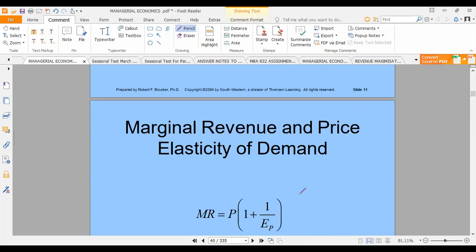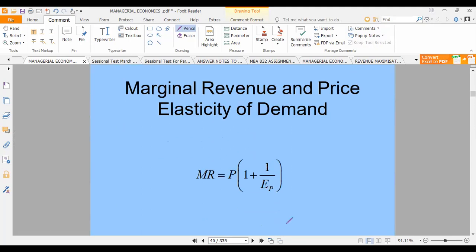Now, today's topic, we want to look at revenue analysis. But revenue is directly related to elasticity. So marginal revenue in terms of elasticity is given by MR is equal to P open brackets 1 plus 1 over elasticity of demand. Some examiners would want to ask you how to derive that function.